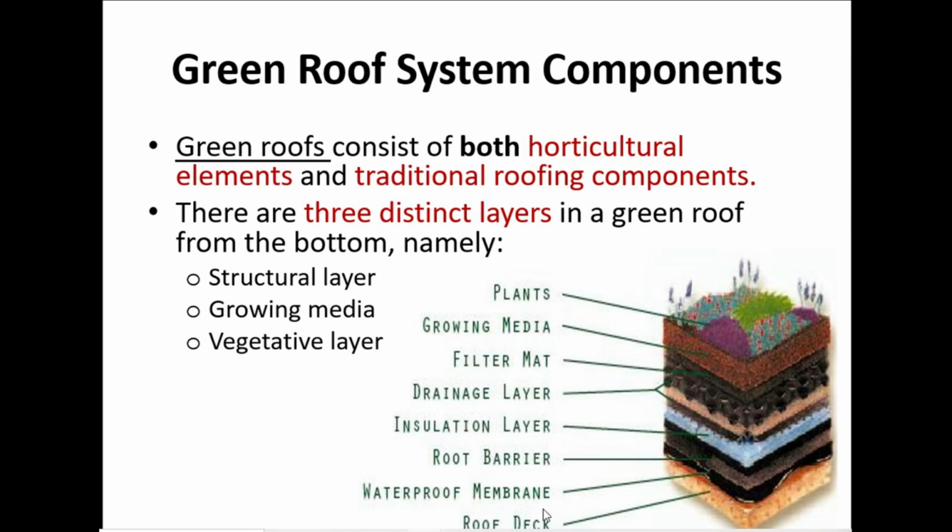You can see here roof deck, and we have to put a waterproof membrane. And a root barrier, because roots should not reach and damage the concrete of your roof. And you have to put an insulating layer. Again a drainage layer, so that stagnant water does not affect your house. And there is a filter mat, and after that you can use growing media.